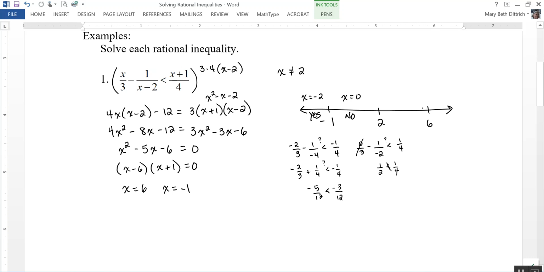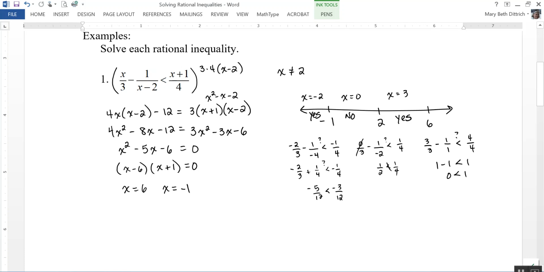Now let's choose a value between 2 and 6. I'm going to choose x equals 3. And when I plug 3 into my original inequality, I have 3 over 3 minus 1 over 3 minus 2 is 1. Is that less than 4 over 4? Is 1 minus 1 less than 1? Yes, it is, because 0 is less than 1.